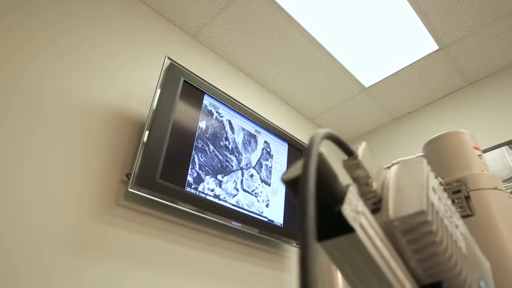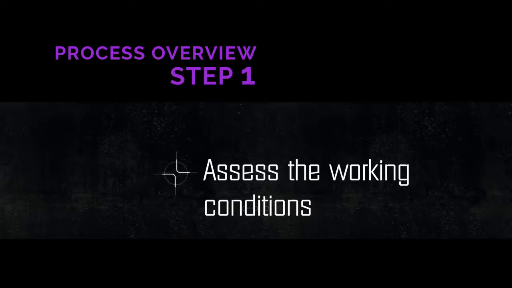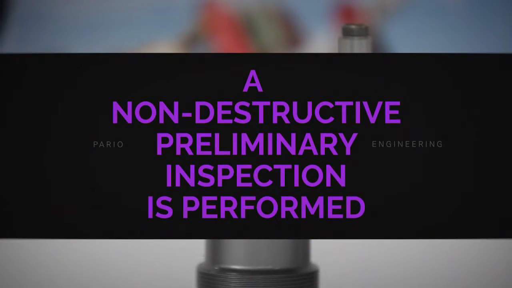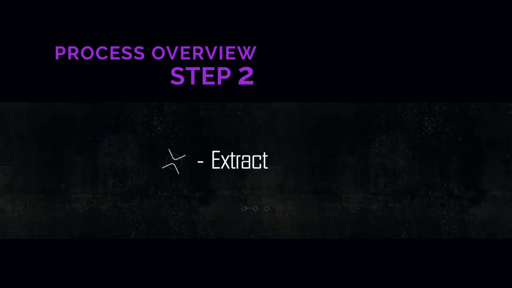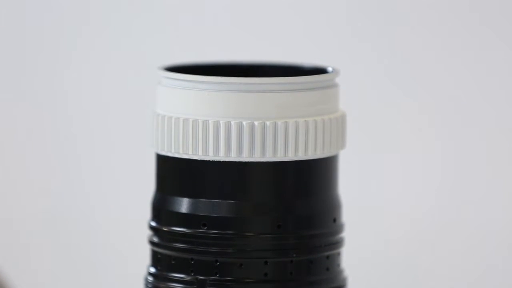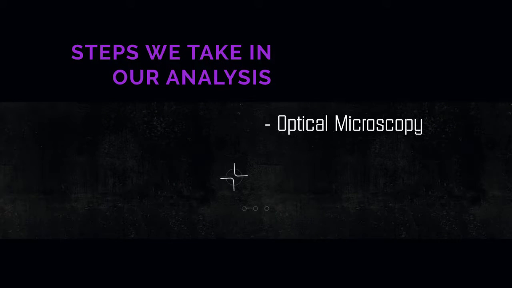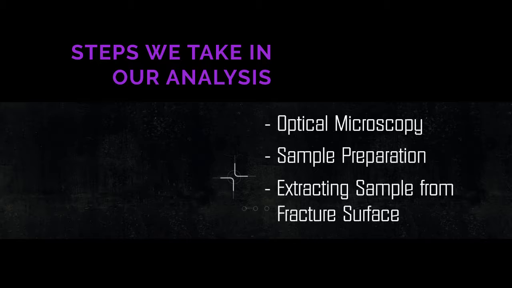It's just enough for our investigation. Speaking of investigation process, the investigation process in terms of finding root cause of the failure consists of a few steps. The first step would be to assess the actual working conditions of the part which failed. Second stage would be to retain the evidence, to extract the evidence from the site and bring it to our laboratory for further analysis. Laboratory analysis include optical microscopy, sample preparation, and extracting samples containing the fracture surface.